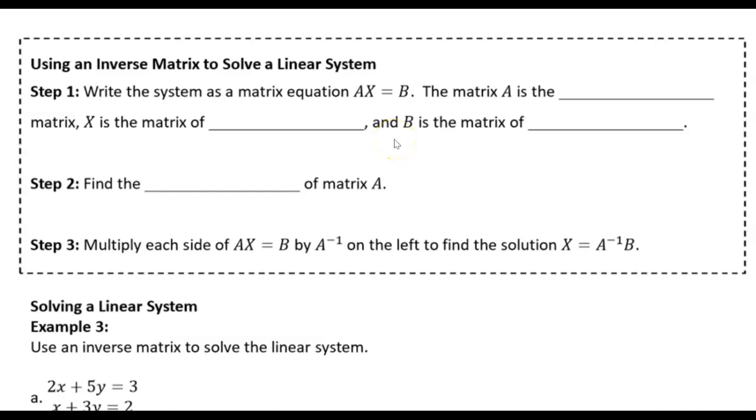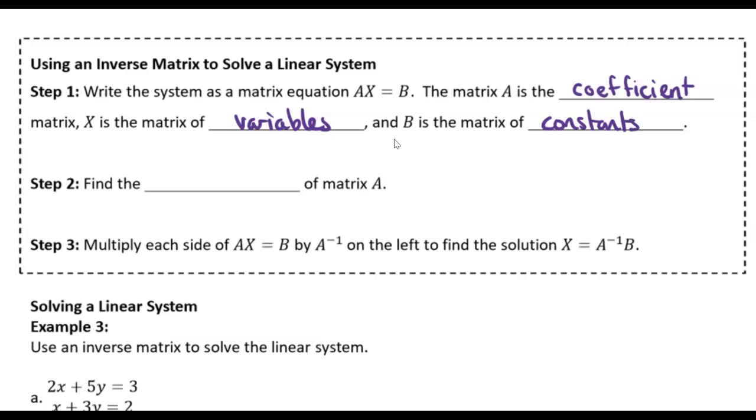All right, so we can use inverses to solve a linear system, so like a system of linear equations. Matrix A is going to be the coefficient matrix, so coefficients are the numbers in front of the variables. X is the matrix of the variables, and B is the matrix of the constants. And I'll show you what all this means with numbers.